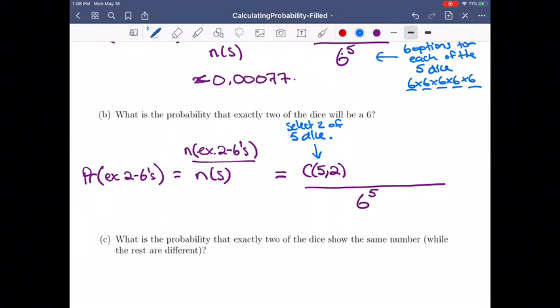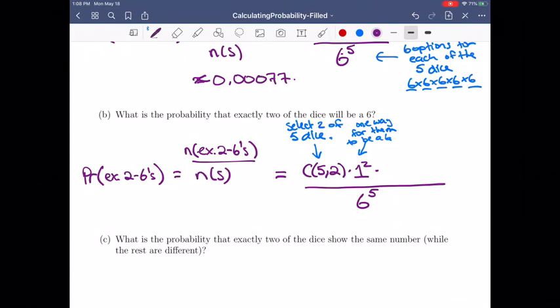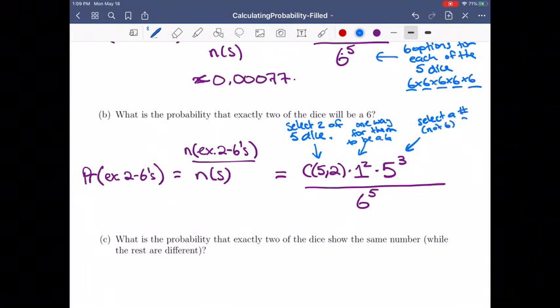Okay, those 2 are going to be 6s. So I'm going to write times 1 squared, just so we're clear that there's only one way for them to be a 6. Okay, now all the other 3 dice have to be something other than 6. But they could be the same number. Okay, so they could all be 2s, for example. So there's going to be 5 options for each of the 3 dice. So I'm going to have 5 times 5 times 5. So this is going to be select a number that's not 6 for each of the 3 other dice.